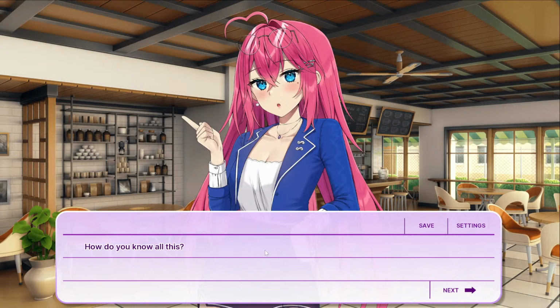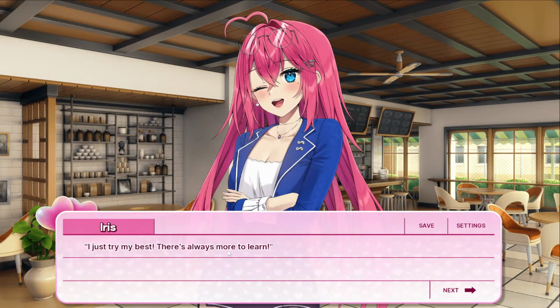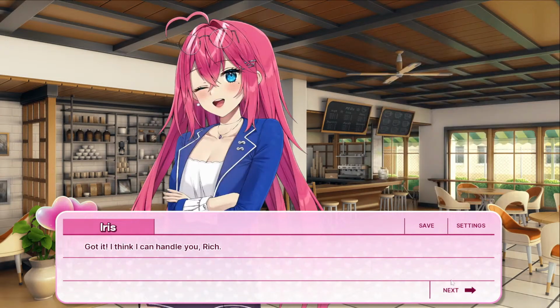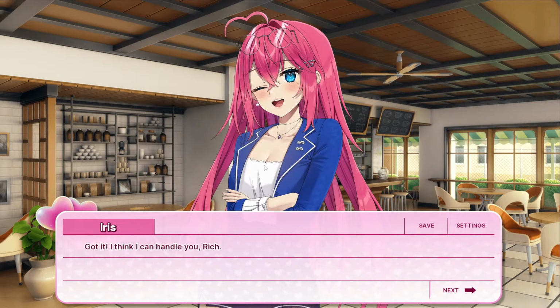How do you know all this? I try my best. There's always more to learn. Okay. Is there none for self-employed? I guess W-2. Is there any other form? Okay. W-2. Let's just make a simple W-2.